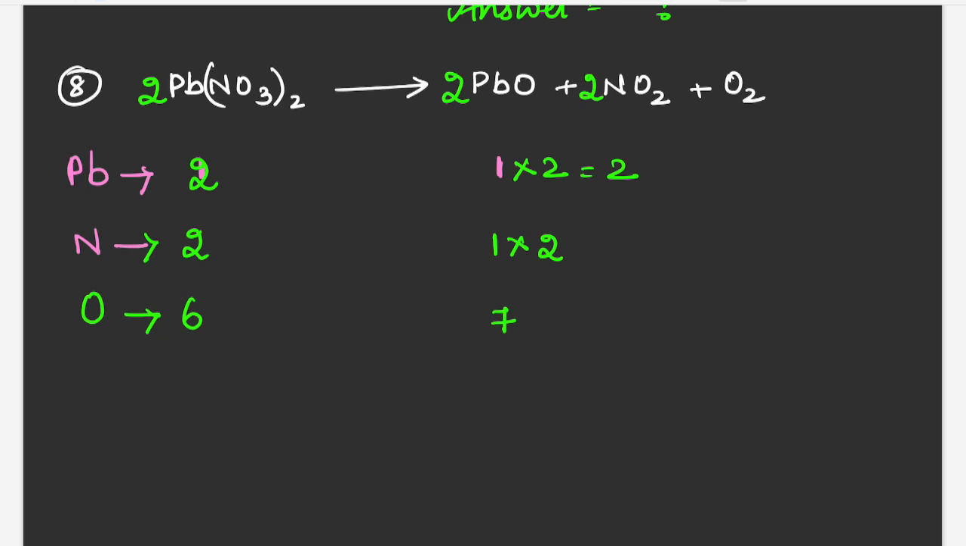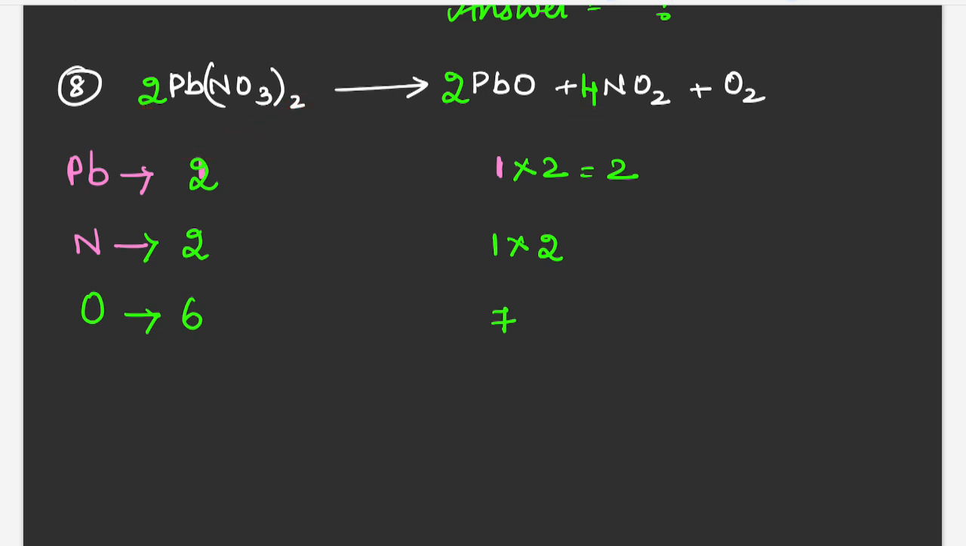So now check the nitrogen atom. Nitrogen, if I see how many nitrogen atoms are there, 2 into 2, so totally 4 nitrogens are there. But here we have written 2. So I'll have to balance this again. I'll have to remove this and write 4. Is that clear? So here 2 2s are 4 nitrogen. Therefore I have written 4 nitrogen.